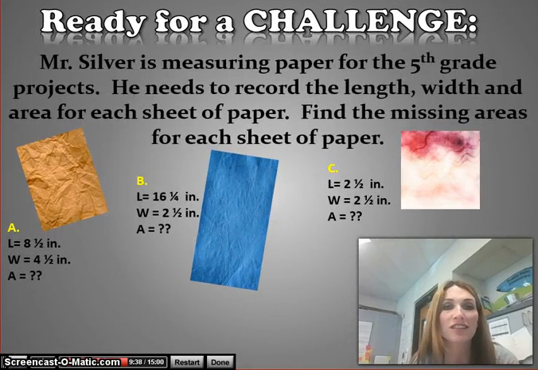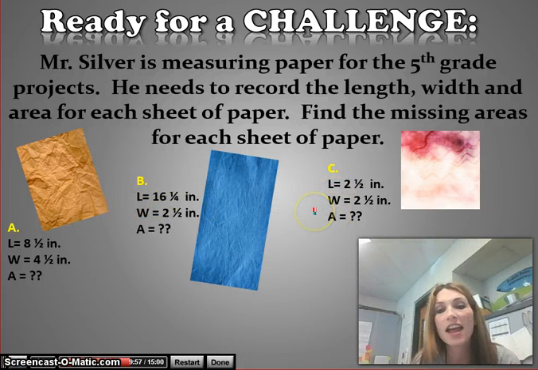Okay, ready for a challenge. This is a 3-part challenge. Mr. Silver is measuring paper for the 5th grade projects. He needs to record the length, width, and area for each sheet of paper. Find the missing areas for each sheet of paper. So you'll notice you've already been given the length and the width, here and here. And yesterday we talked about area in the lesson, so you'll need to have an answer for A, B, and C. So make sure that you show all your work, and we'll check those tomorrow in class.